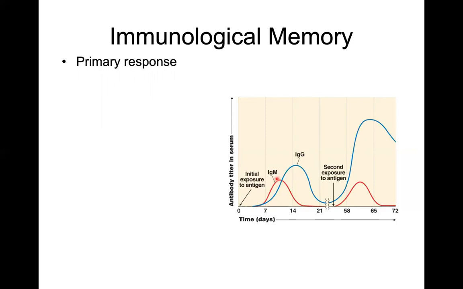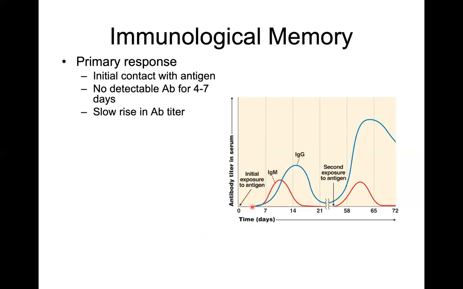And the different antibody classes will respond differently. So time 0 is the initial contact with the antigen. You can see here the first week or so, no detectable antibodies for 4 to 7 days. It takes time for the immune system to work and to trigger the production of antibodies. And so you get a slow rise of the antibody titer. Titer refers to the concentration. So in this case, it's the concentration of the antibodies that's in the serum.